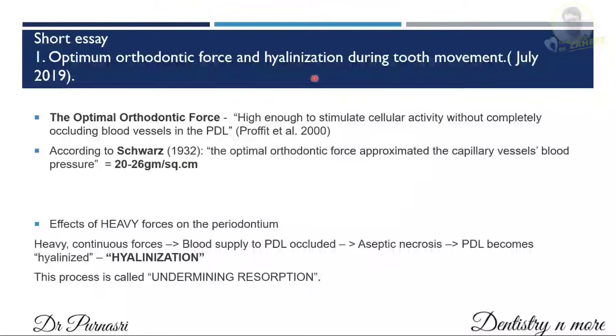Then what is hyalinization during tooth movement? When a heavy force is applied to the periodontium, the blood supply to the PDL is occluded. When there is no blood supply, there is a necrosis, aseptic necrosis. That means there is no bacterial or any microorganisms present in that necrosis. Then the PDL becomes hyalinized. So this is called hyalinization. And when hyalinization occurs, the type of resorption that takes place is called undermining resorption. So basically you have to explain this procedure in detail.